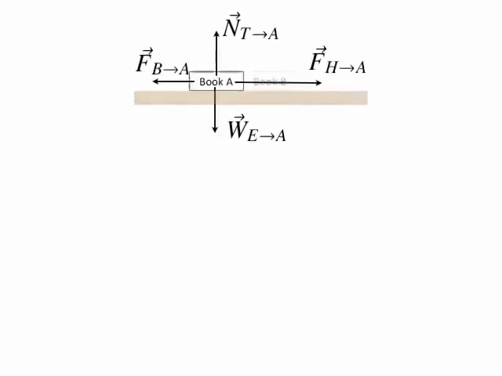So then we can focus on the free body diagram for book A, and let's write out Newton's second law in vector form for book A. So what is Newton's second law? It says the sum of all the forces acting on book A is equal to the mass of book A times the acceleration of book A. So it's going to look like this.